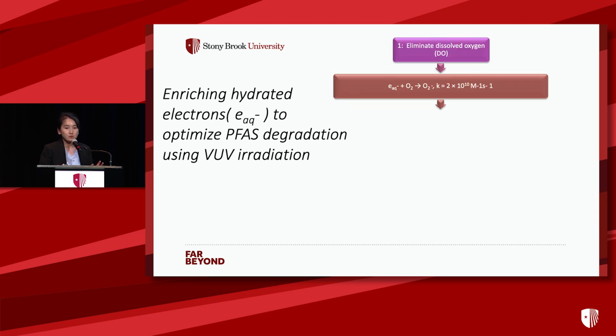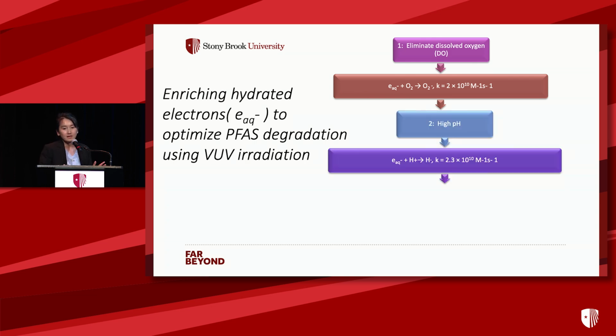And there are several approaches for us to increase the hydrated electrons in the system. The first way is to eliminate the dissolved oxygen. The second way is to increase the pH in the reaction system. The third way is that we invented a novel device which is capable of increasing the hydrated electron concentration in the system. And the last way is to add external hydrated electron photosensitizers.